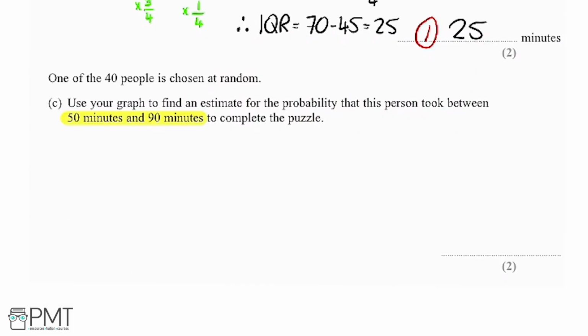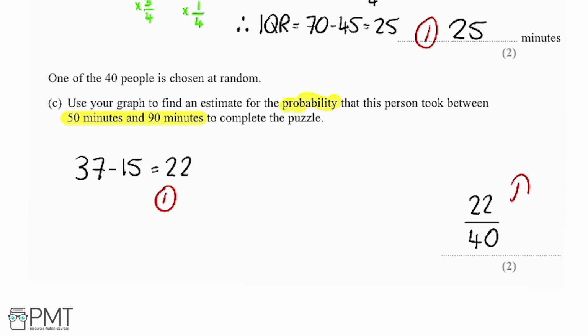So to find people between 50 and 90 minutes, what we're going to do is take the difference between the numbers we got, which was 37 and 15, which is 22. And now we're looking for a probability. So if we've got 22 people, and how many people are there in total? 40. So that's 22 people out of 40 people. And there's no need to simplify it down at all, so I'm just going to leave it like that. That's our final probability. So we get our first mark here for finding the difference. Second mark for a probability here. And again, like I said in the previous question, there's a range of answers that you can give depending on your graph.